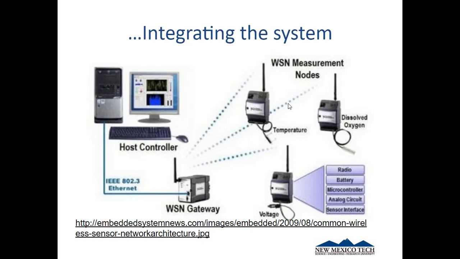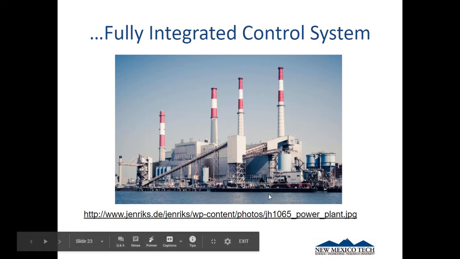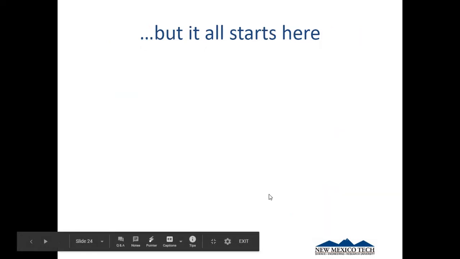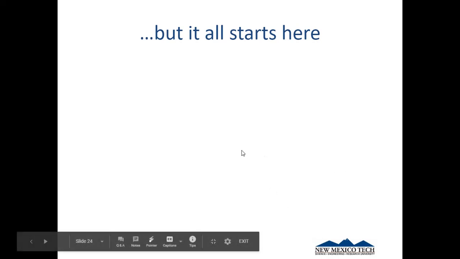And these nodes send data back, and it's all processed in a control room. And we just keep integrating and integrating, and we end up with a fully integrated control system that runs something like this big power plant. But it all starts here in instrumentation and learning how these different sensors work. And that's what I've got for you today.